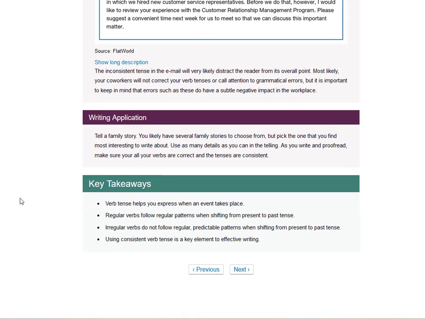And so key takeaways. Verb tense helps you express when an event takes place. Regular verbs follow regular patterns when shifting from present to past tense. Irregular verbs do not follow regular predictable patterns when shifting from present to past tense. Using consistent verb tense is a key element in effective writing.